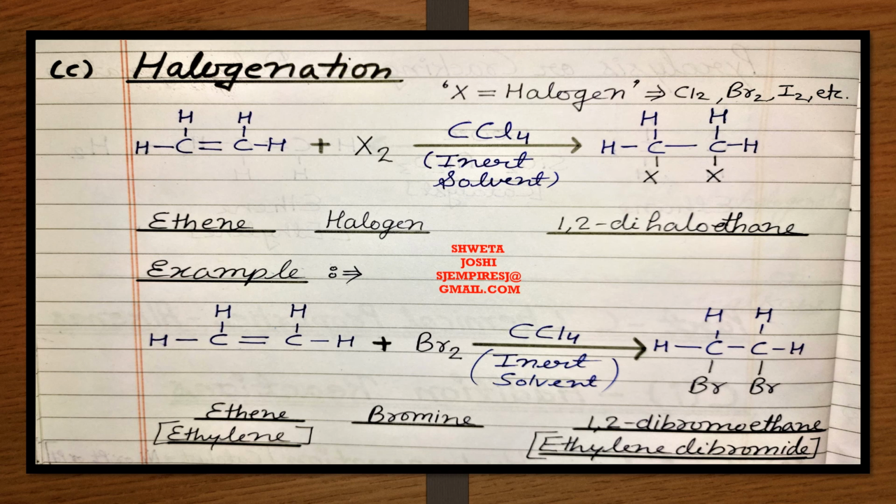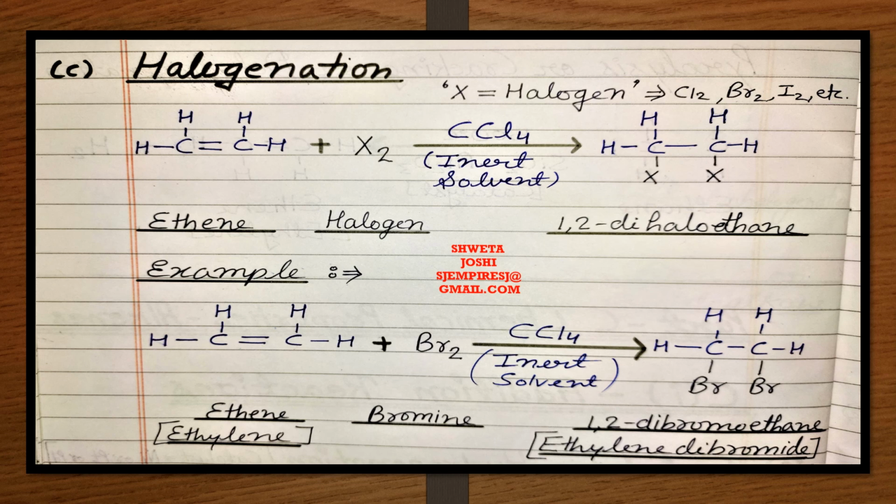Now covering our third type of addition reaction, which is the halogenation reaction. In this case, halogen atoms get attached to the carbon atoms of the double bond in the presence of an inert solvent. So in this reaction, there will be dissociation of the bond between the carbon atoms, and one halogen atom will attach to each carbon of the reactant molecule, forming a dihalo-substituted product.